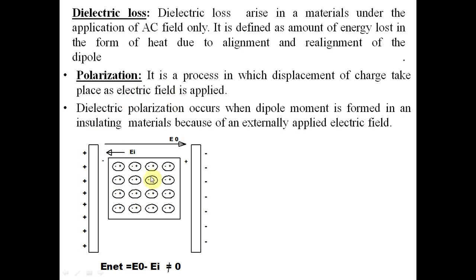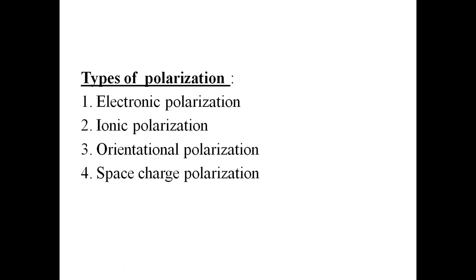Polarization is the process in which displacement of the charges takes place as the electric field is applied. Dielectric polarization occurs when a dipole moment is formed in an insulating material because of an external applied electric field. There are four types of dielectric polarization mechanisms: electronic polarization, ionic polarization, orientational polarization, and space charge polarization. Now let us see one by one.